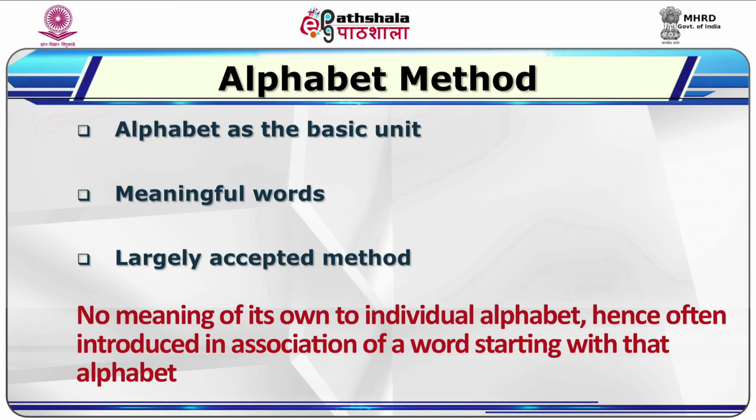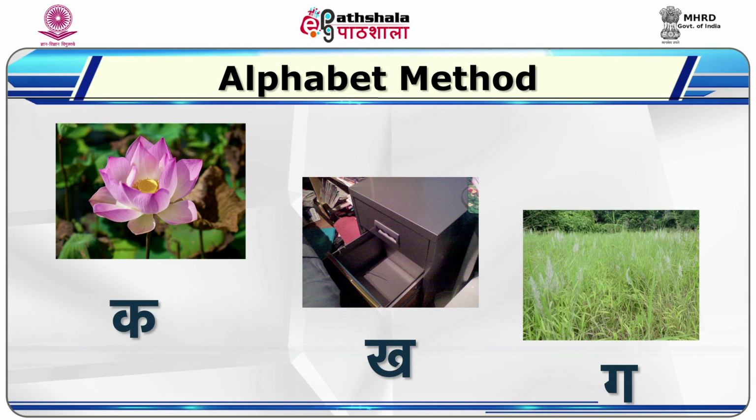Since an individual alphabet has no meaning of its own, it was often introduced in association with a word starting with that alphabet. Let us take the example of K. K for Kamal, Kh for Khatara, etc. This made it easy to understand and remember the alphabet.